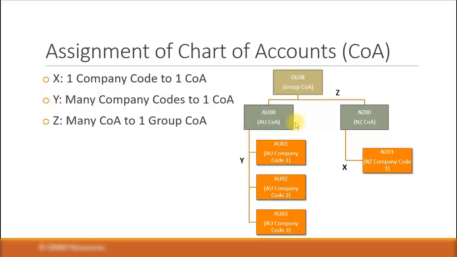Then, especially if you are a multinational company, you might have a group chart of accounts. And this group chart of accounts you might report in a different currency. For example, the Australian chart of accounts will report in Australian dollars, the New Zealand chart of accounts will report in New Zealand dollars, and let's say your group company or your head office is in the US, and you might want to report in US dollars. So you might create a group chart of accounts, and that might be reporting in US dollars, and you can assign all these operational charts of accounts to one group chart of accounts. This is the most common structure followed in a multinational company.